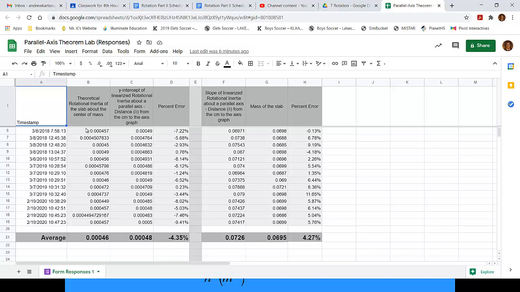Well, what else had units of kilogram meters squared? Well, the rotational inertia of the slab about the center of mass, right? That first data point you made. Here is that value, or what you calculated in part 1. I'm not sure why this person was so crazy with the sig figs, but all right, that works out to be about 0.00046 kilogram meters squared. And again, if you notice, they're about 4% of one another, right? So it should be pretty convincing that your y-intercept is actually the rotational inertia of your slab about the center of mass.